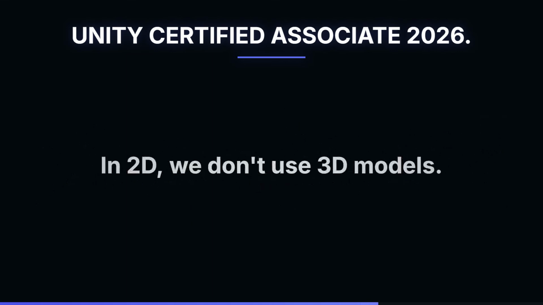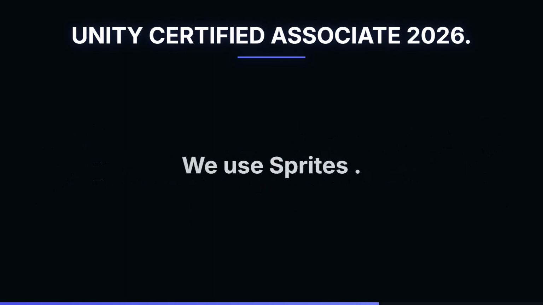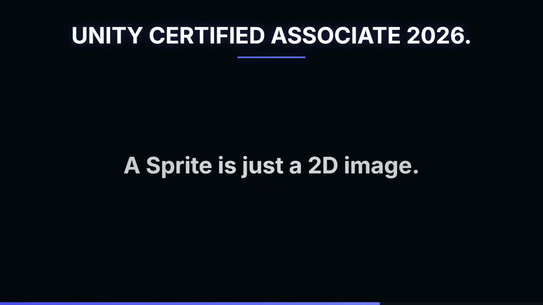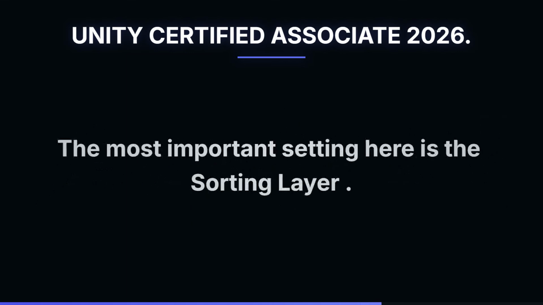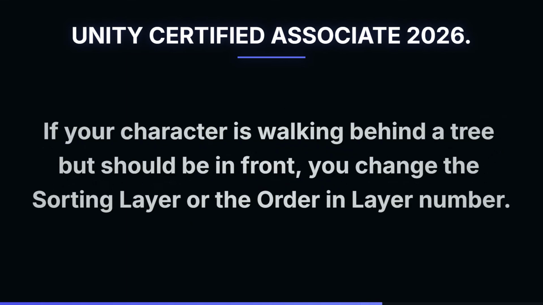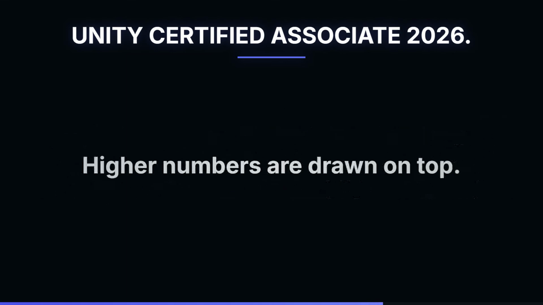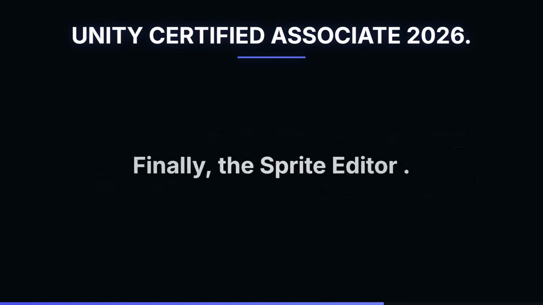Let's switch to 2D. In 2D, we don't use 3D models. We use sprites. A sprite is just a 2D image. When you put a sprite in the scene, it has a sprite renderer. The most important setting here is the sorting layer. If your character is walking behind a tree, but should be in front, you change the sorting layer or the order in layer number. Higher numbers are drawn on top.